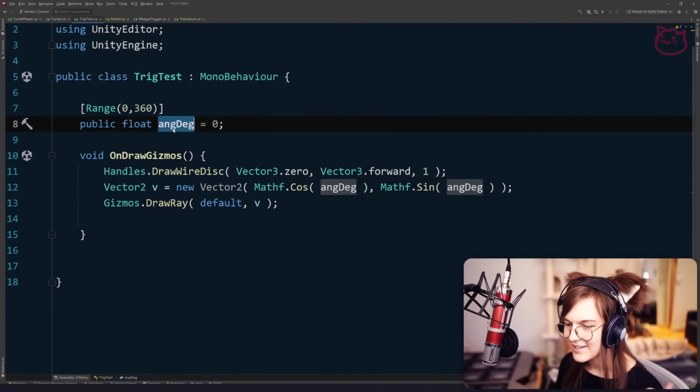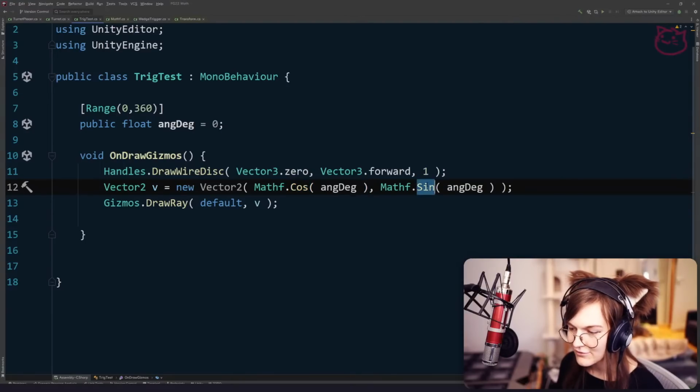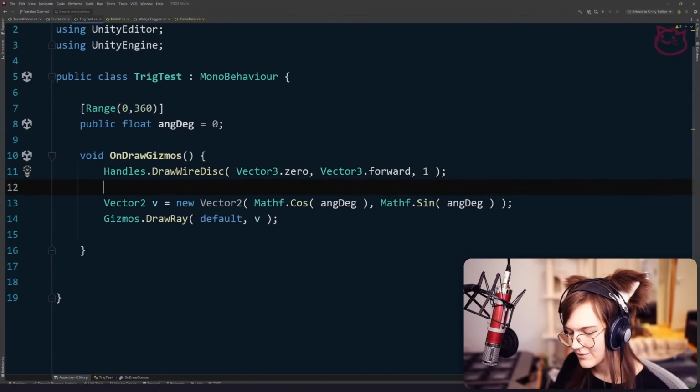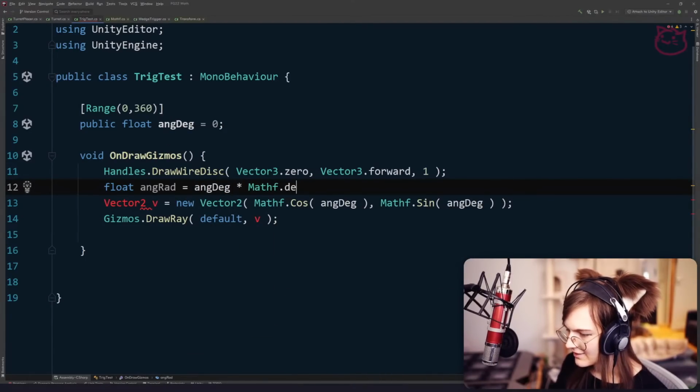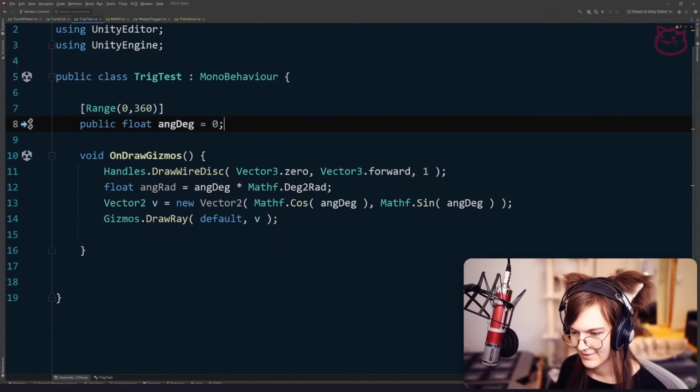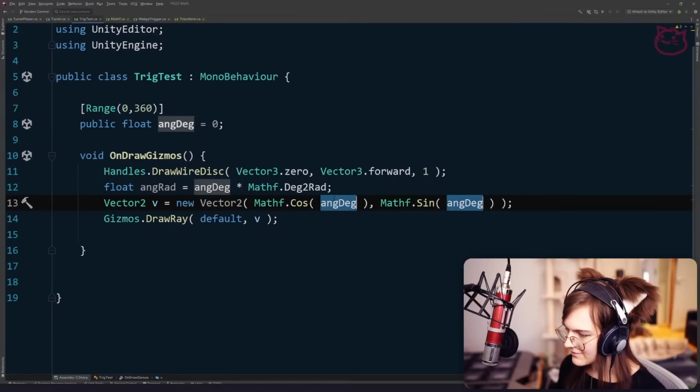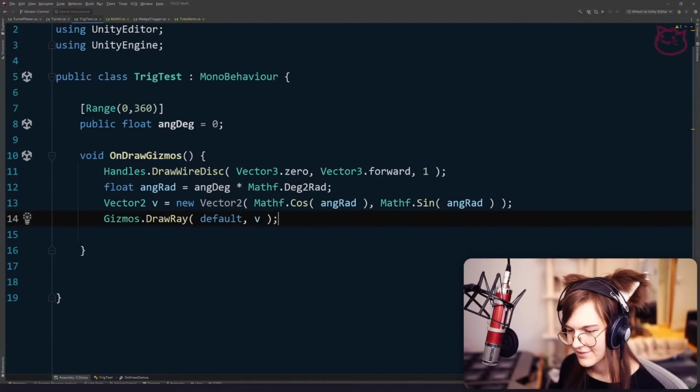So we had our thing in degrees, right? But the cosine and the sine function accepts radians. So we need our angle in radians first. So angle in radians is angle in degrees times math dot deg to rad. And so there we go. We have our radians instead.